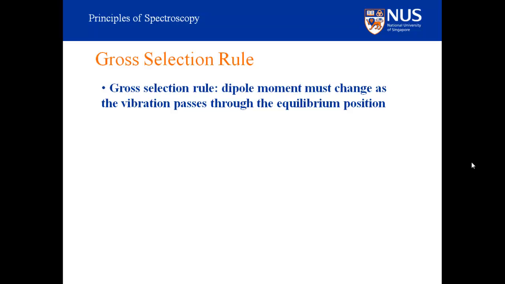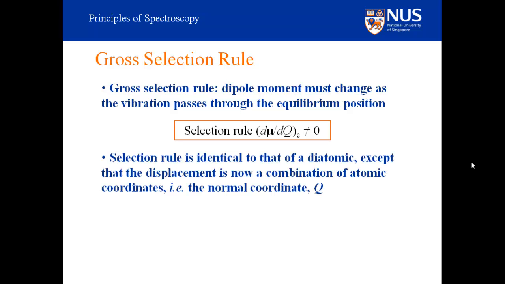The gross selection rule remains the same as we saw in the diatomic system. The dipole moment must change as the vibration passes through the equilibrium position. Mathematically, this can be expressed as the gradient of the dipole moment with respect to the vibrational coordinate q evaluated at the equilibrium position, and for the molecule to be infrared active, this gradient must be non-zero. This selection rule is identical to that of the diatomic, except that the displacement is now a combination of atomic coordinates, that is, the normal coordinate q.